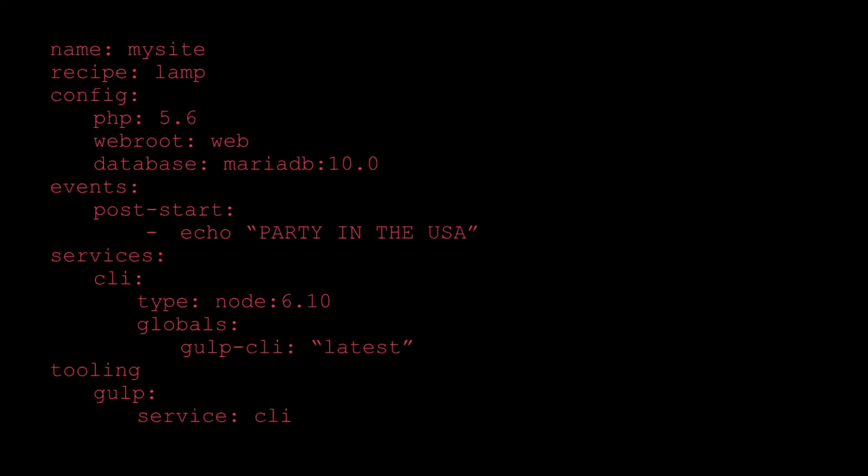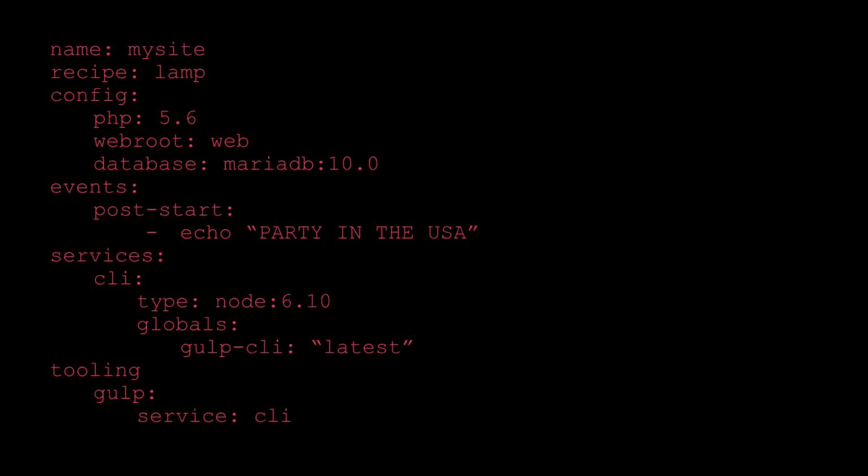So let's examine this override file. So this says, great, this is good. I've gotten super far. I have a basic LAMP stack. It's running the PHP version that I need. It's running it from the web directory that I need. It has the database version that I want. But I want to do some extra stuff now. I want to also add this node service.